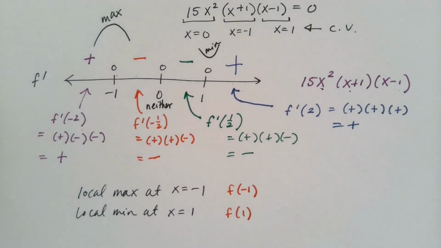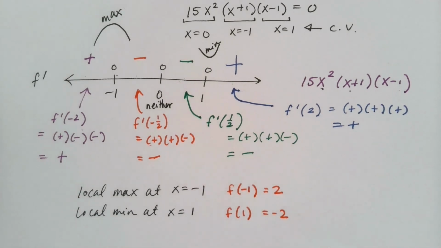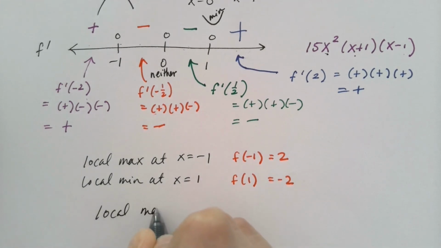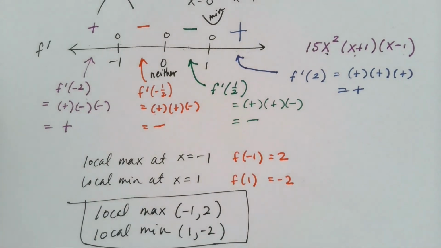And this is back to the original function, 3x to the 5th minus 5x cubed. Okay, so if we plug in -1, I'll press fast forward here, we should get a 2. And if we plug in +1, we should get -2. So we have, as our final answer, 1 local max at -1, 2, and 1 local min at 1, -2. That is my final answer.